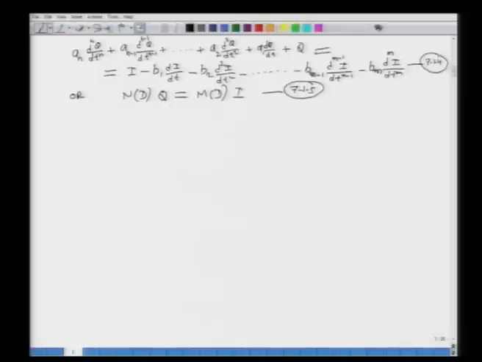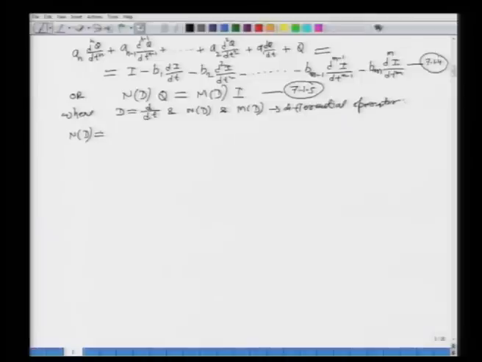Where I have assumed certain things here, where D is a differential operator which we have defined earlier as d over dt. And what are N(D) and M(D)? Well, these are differential operators which have very complex form, and this form can be derived from this equation. Let me write what N of D is.